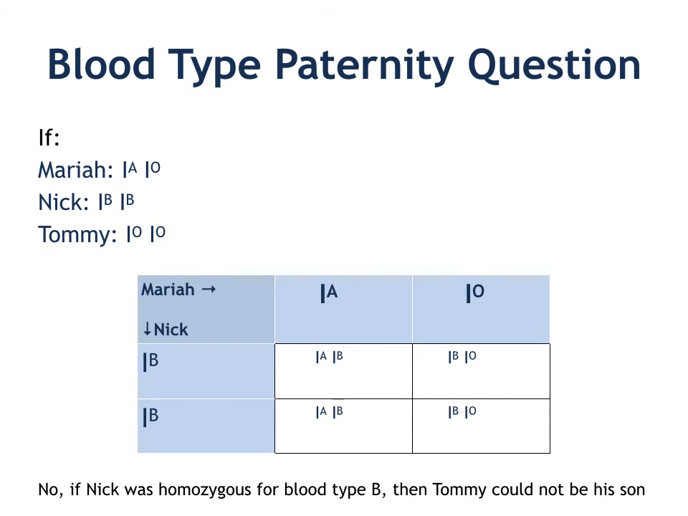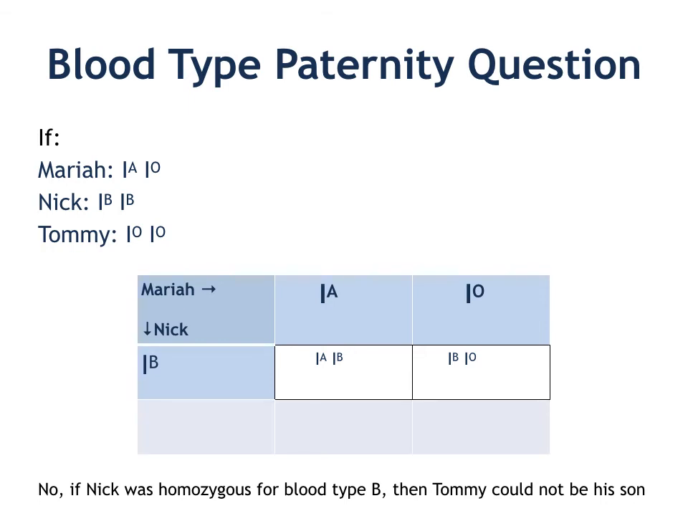Now we could set it up another way, so let's look at that. On this slide, I have the same thing where Mariah is IA and IO across the top, and I only have one row because Nick can only donate one type of gamete. 100% of his gametes will be IB, so we only need to write in that one row. The resulting mating from Nick donating only IB and Mariah donating either IA or IO as an egg forms only two options.